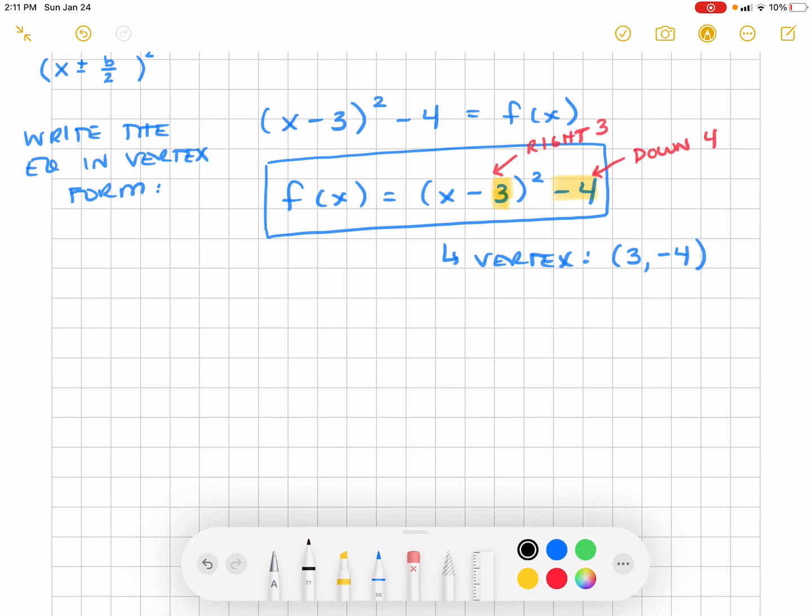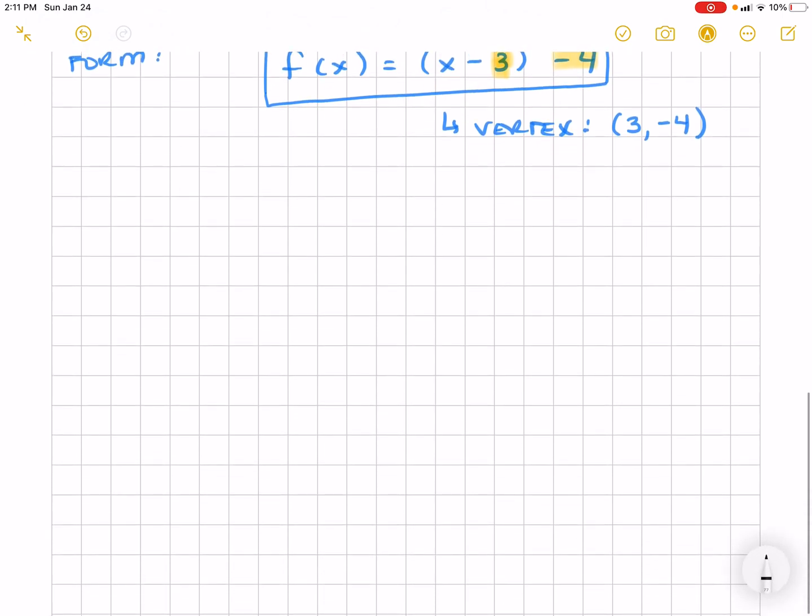So let's go ahead and set up the graph of this on a coordinate plane. You are probably just on notebook paper, so just do the best you can. You can just freehand this. You'll get a chance to do this on graph paper in class. All right, so the vertex is at 3, negative 4.